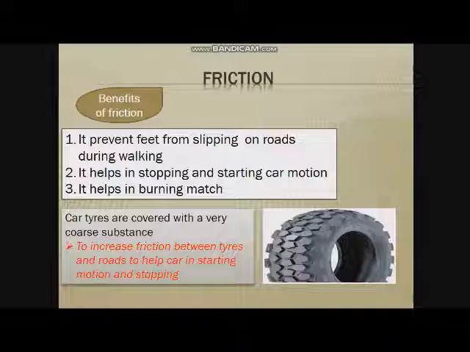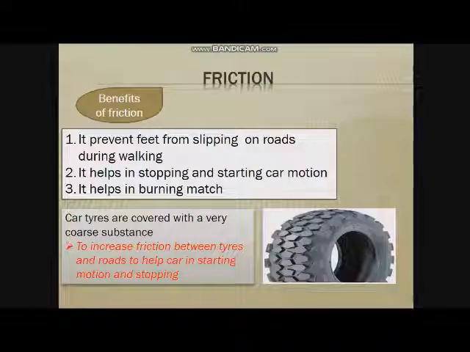The friction force has some benefits or advantages and also some disadvantages, or some harms. Now, the first one, the benefits of friction, or the importance of friction, or advantages of friction force. Number one, it prevents feet from slipping on road during walking. While you are walking on the road, the friction force prevents you from slipping on the road.